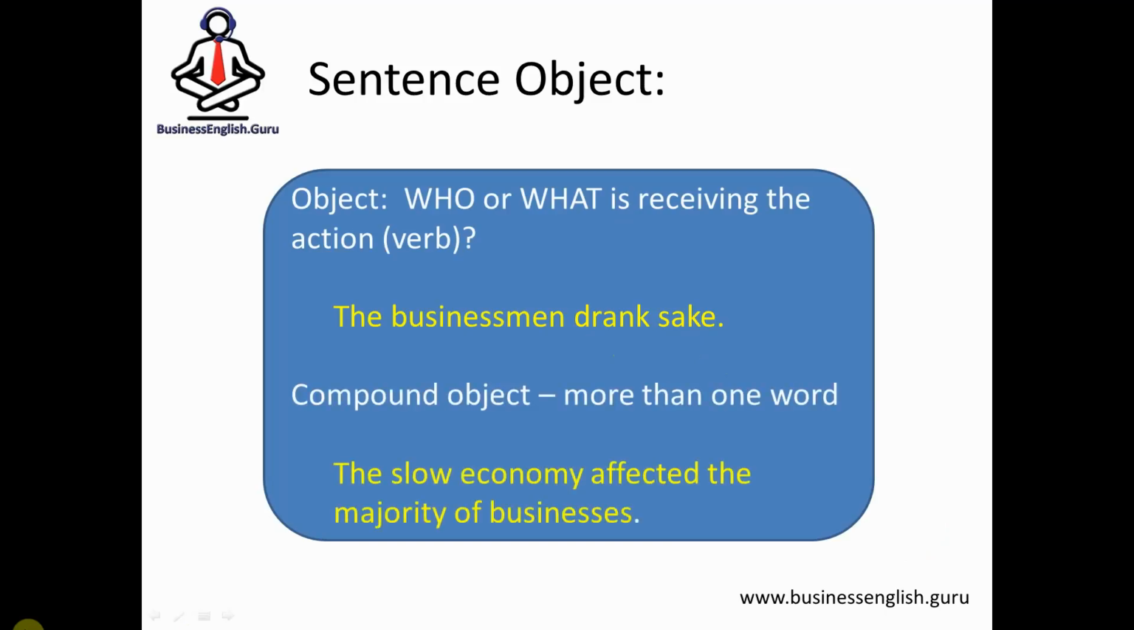A compound object, like a compound subject, is a situation where you have more than one word. The slow economy affected the majority of businesses. So your subject is the slow economy, and the verb is affected. What did the slow economy affect? The majority of businesses. So your compound object is the majority of businesses.